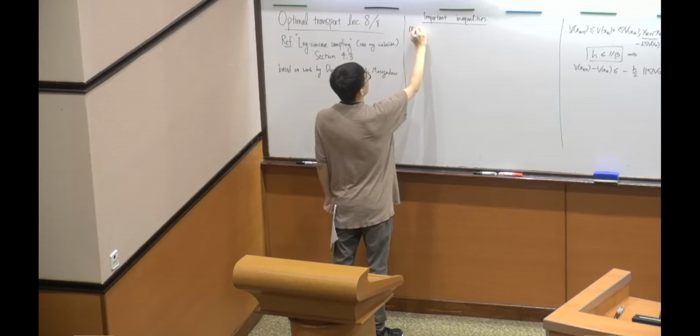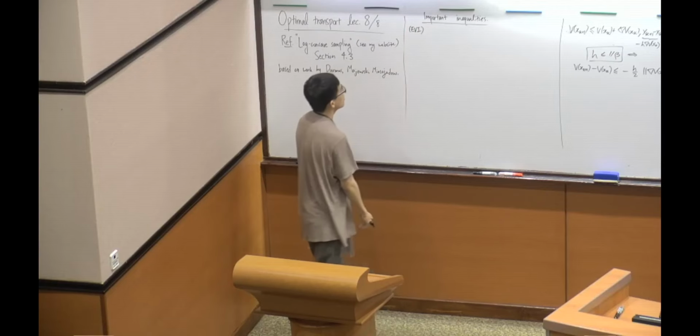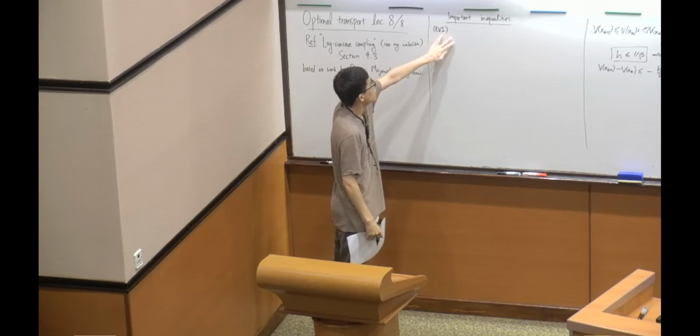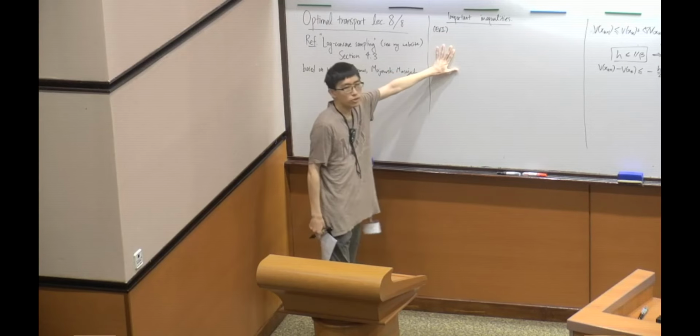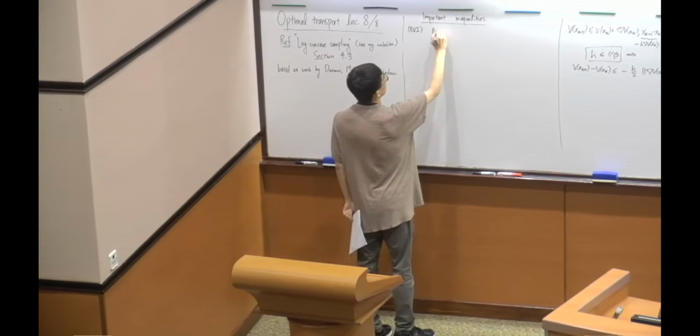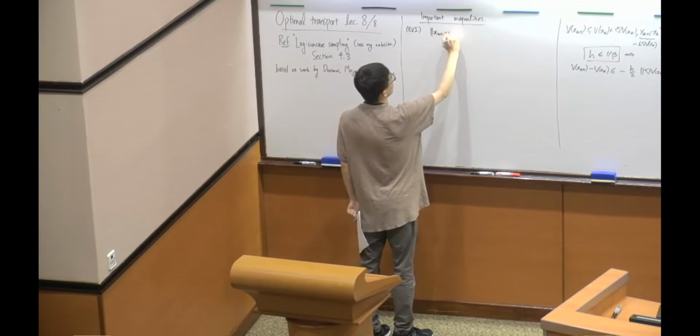So I'm going to label this EVI. It stands for evolution variational inequality, just because this is a name I've seen for it in this book by Ambrosio, Gigli, and Savare, but it's just a name. So this is an inequality for gradient descent.